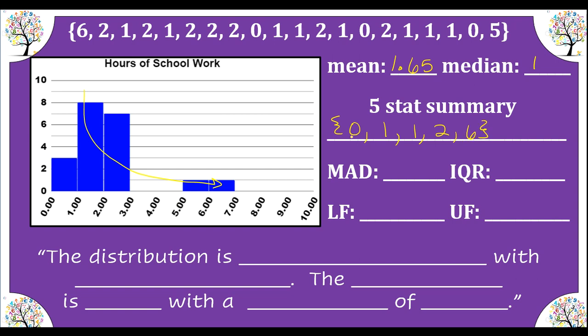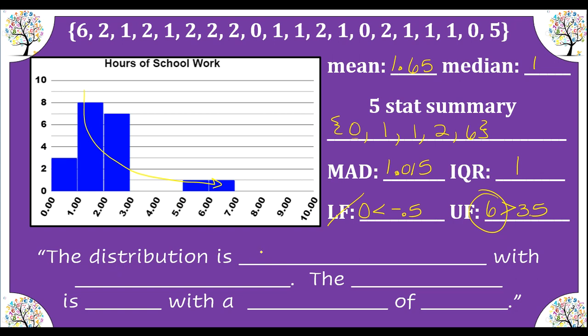So let's just remember, 0 is my minimum, 6 is my maximum. This one is my quartile 1. This one is quartile 2, or the median, and this 2 is quartile 3. My MAD is 1.015. So we can see that the distance of each data point from the mean is very close. My IQR is 1. The lower fence inequality is 0 is less than negative 0.5. That is false. That is not an outlier. However, the upper fence says 6 is greater than 3.5. That is true, so 6 is an outlier.